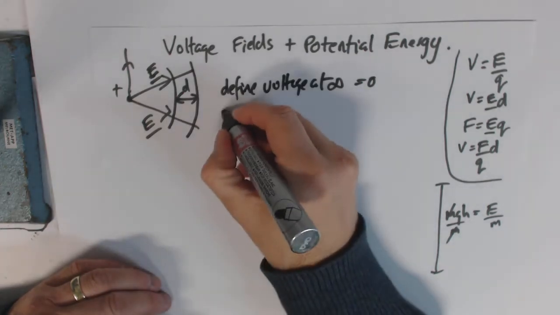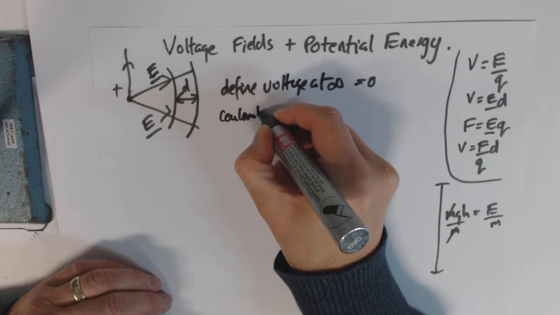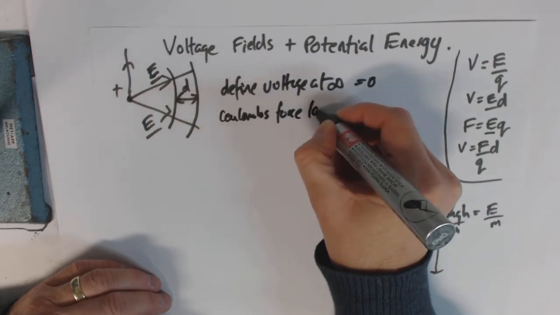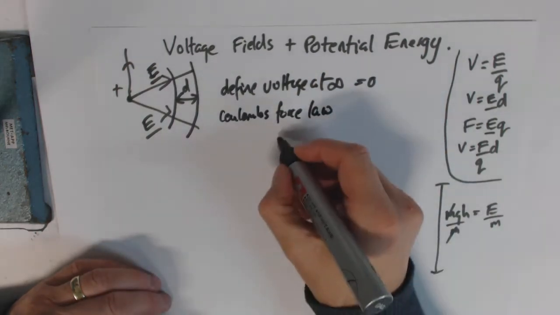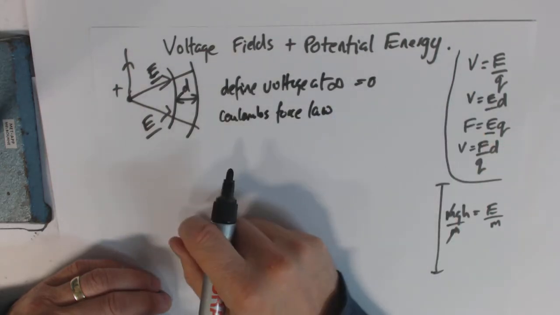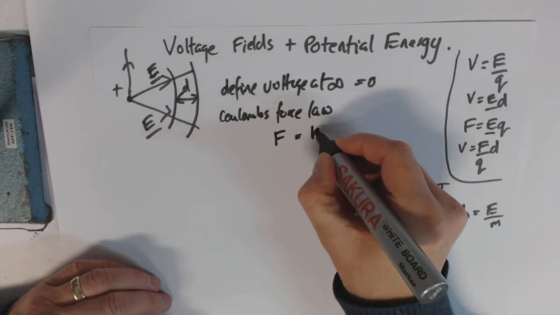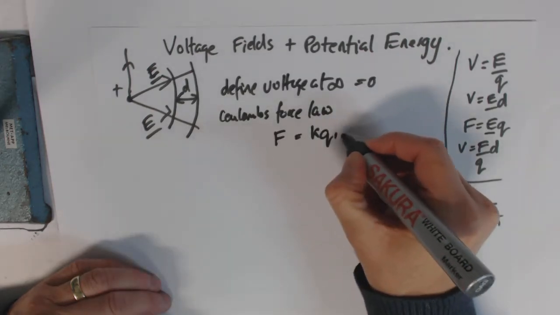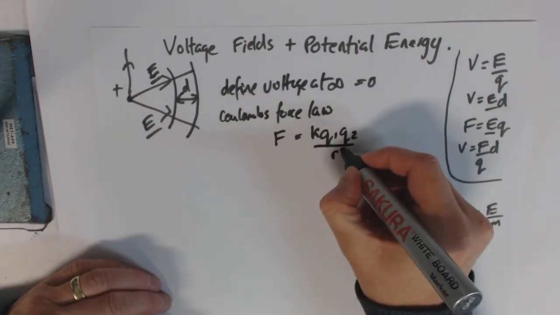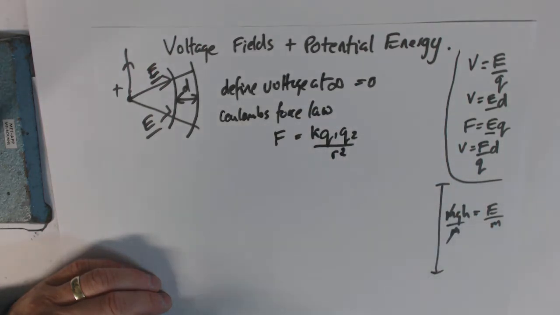Now we need to know about Coulomb's force law. Just like the gravitational force law, except it's the force between two charges instead of two masses, and it's a much bigger force. So the force is equal to K, Coulomb's constant, Q1 and Q2, all over R squared. Similar to the gravity one.